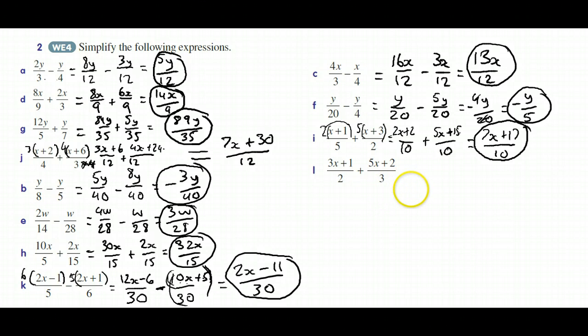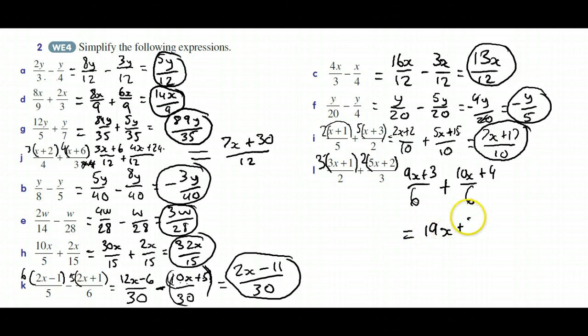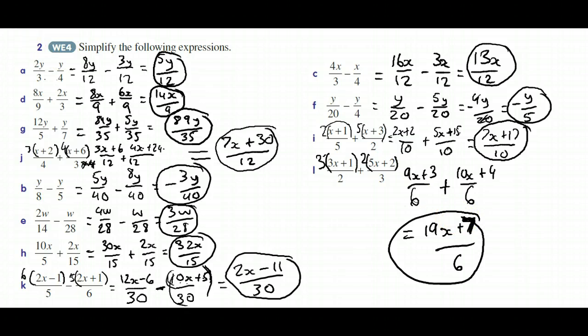Alright, lastly, common multiple is 6, and there's a plus in between. To get 2 to become 6, got to multiply it by 3, and to get 3 to become 6, we've got to multiply it by 2. So that gives us 9x plus 3 and 10x plus 4, and that's 19x plus 7 over 6. Okay, let's move on to the next one.